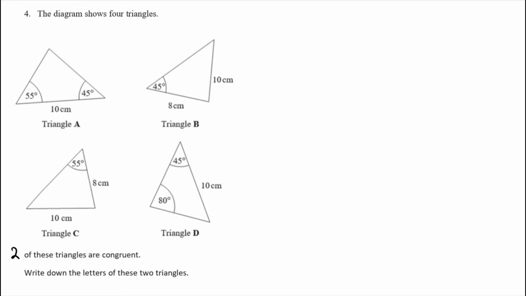Yes, it does. 2 of these triangles are congruent. Write down the letters of these 2 triangles. Okay, well, we've got 4 rules, haven't we, for congruency? Side, side, side, side, angle, side, angle, side, angle, and RHS, which stands for right angle, hypotenuse, side. Okay, so we're looking for those things within the diagram.